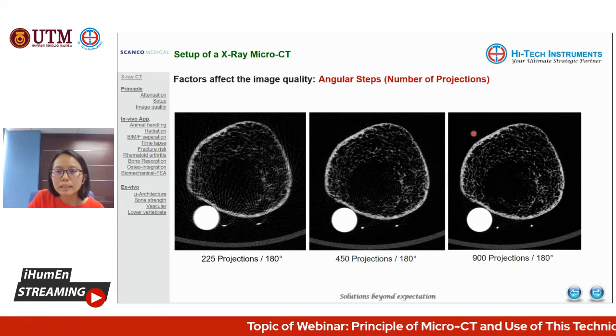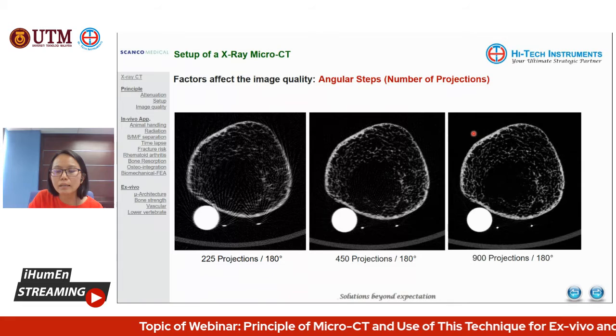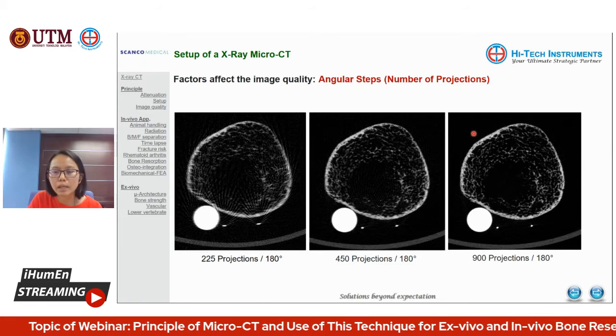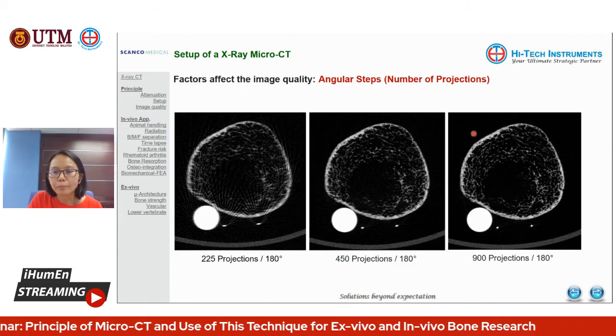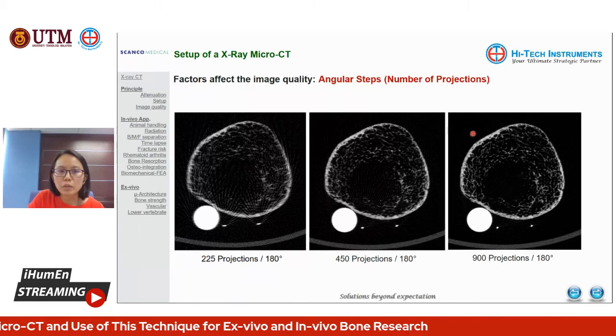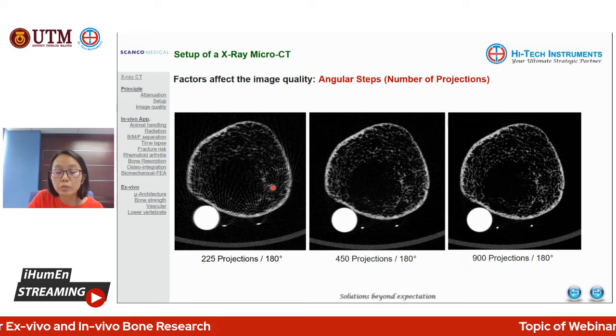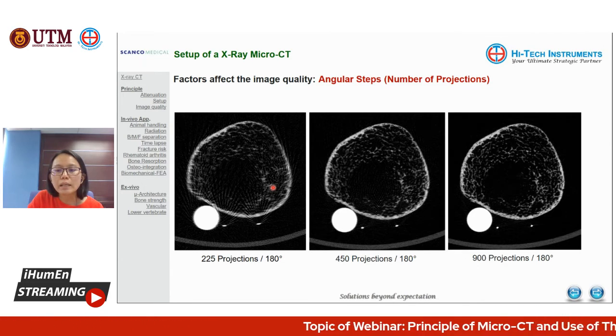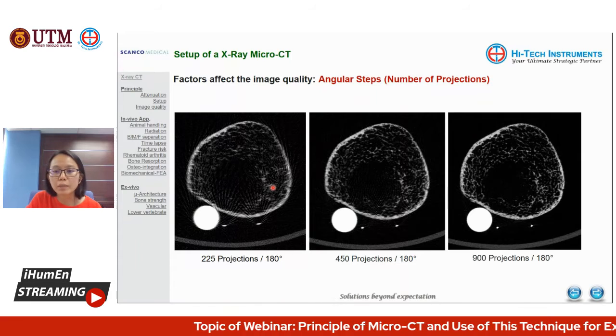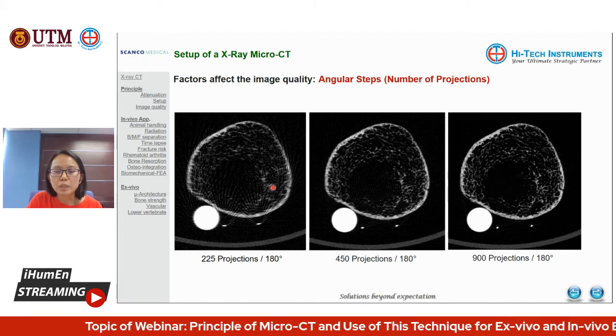So the smaller the angular steps, meaning that there is more data being detected, being captured of the area inside the object. That's why you can see there are fewer artifacts as you increase the number of projections, or more data being captured. So it will increase the accuracy of the shape of the area inside the object itself.